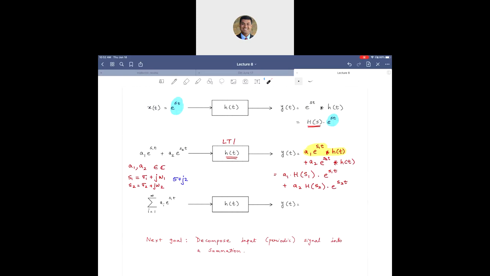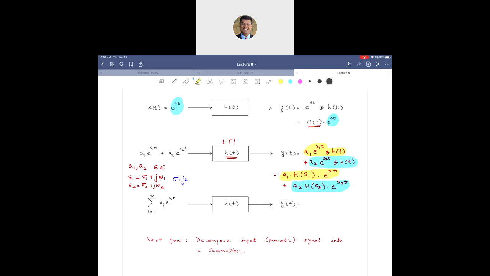All right, so coming back, let's color code this. If this is blue here, then this is blue here at the output, and this is yellow here, corresponding to the yellow shaded one. All right, so that's y of t, using the superposition principle and also the response of LTI systems to complex exponential input.